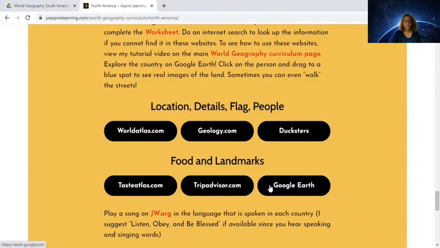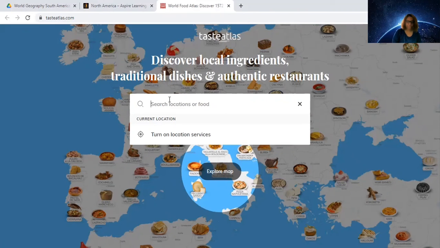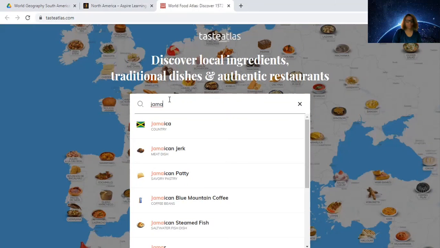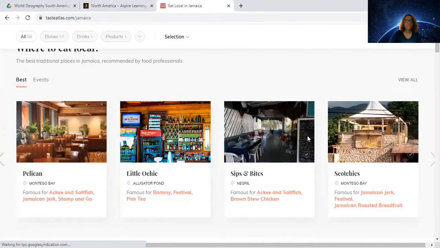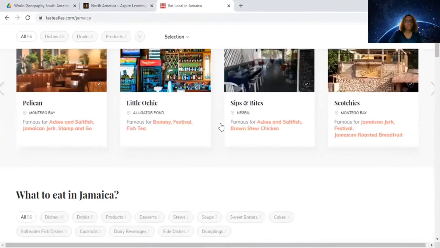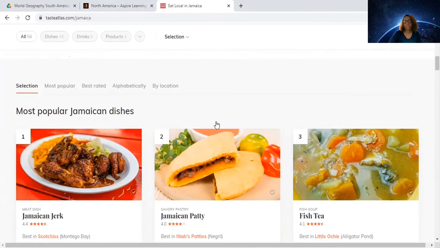And now for the foods and landmarks, one website where you can mainly find food is tasteatlas.com. So you put in the country name here, so Jamaica, and it does give you some basic information. Let's see. So scroll down and you're looking for most popular Jamaican dishes.